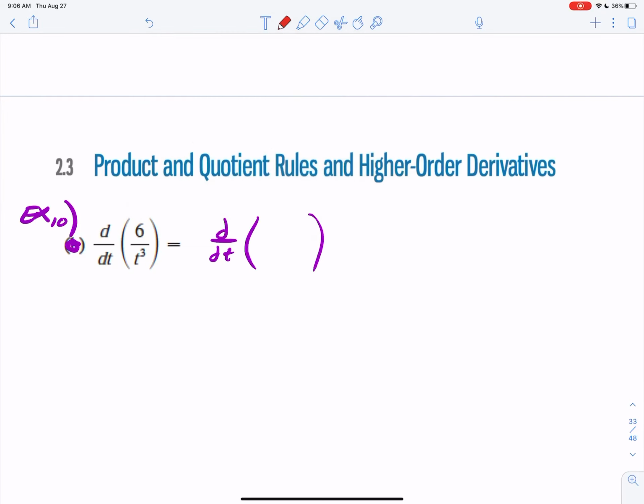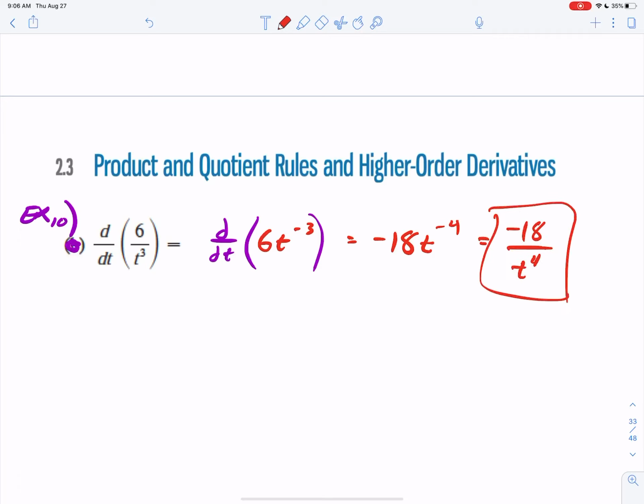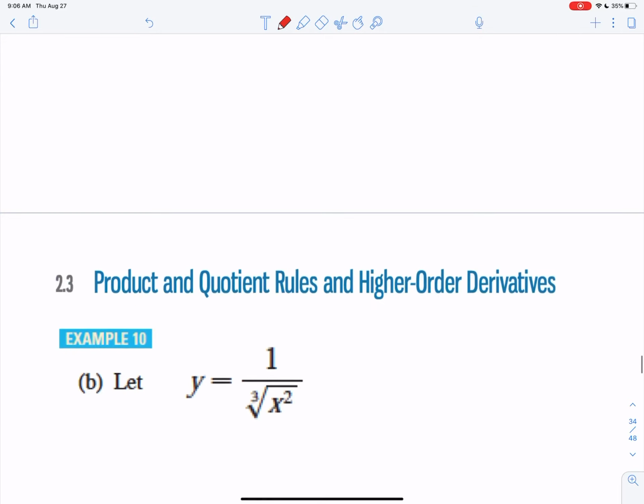T cubed is in the denominator, so we could actually bring that back up as long as we apply the negative exponent. Okay? And that'll just be -18t to the -4, which is -18 over t to the 4th. All right? And again, you guys will have a lot of practice in your homework assignments, all right?